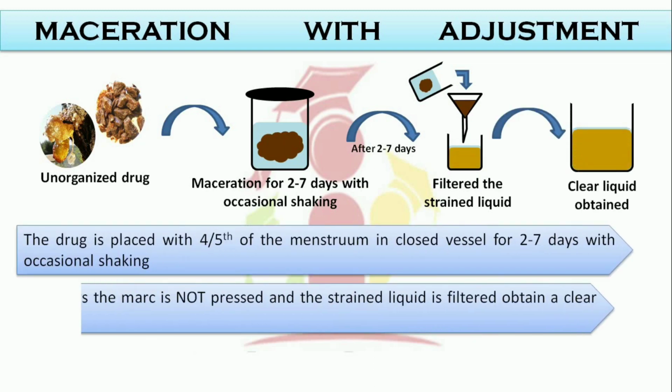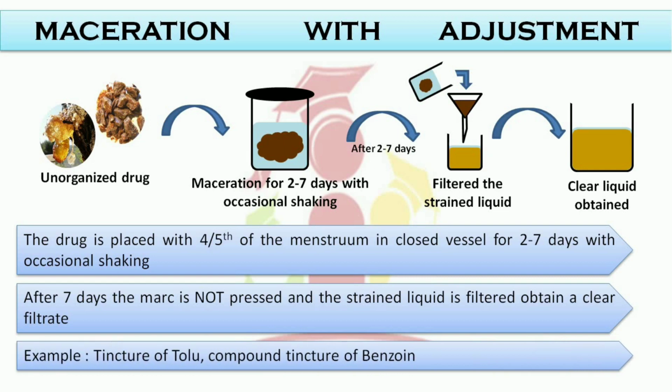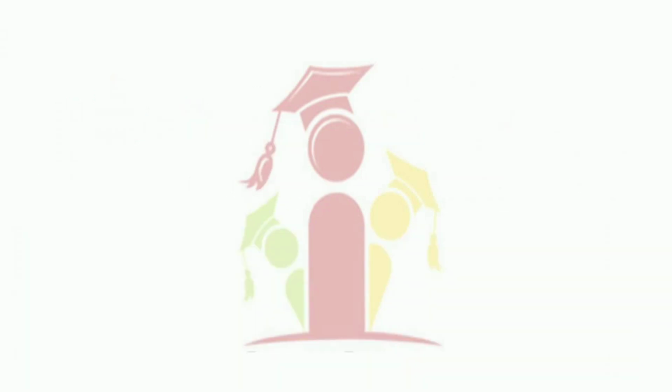The drug is placed with 4/5 of the menstruum in a closed vessel for 2 to 7 days with occasional shaking. After 7 days, the marc is not pressed. So the main point in this maceration technique is that unorganized drugs are taken and the marc is not pressed, and the strained liquid is filtered to obtain a clear filtrate. Examples are tincture of tolu, compound tincture of benzoin.